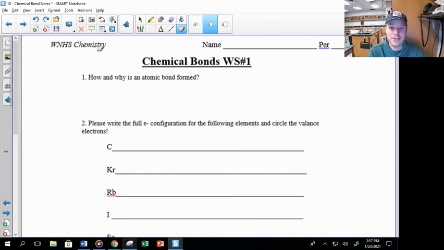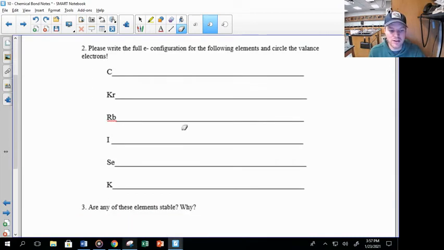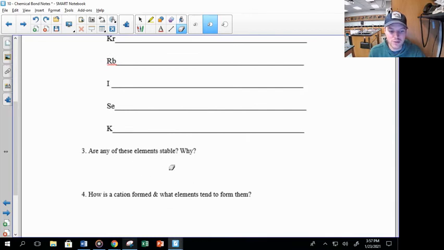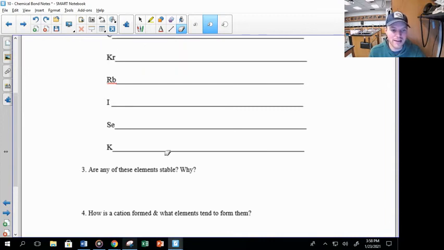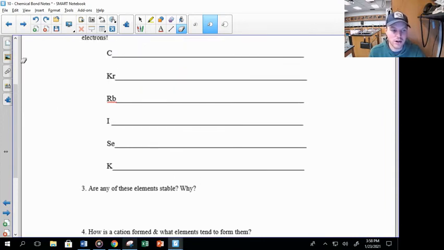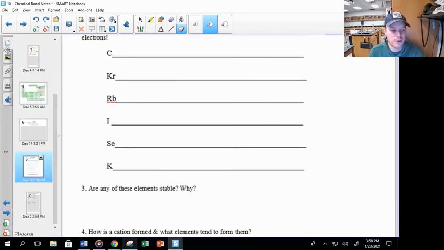Now, you will find the answer key to this worksheet right below this video, in your Monday folder here on Schoology. So you can do a couple, check a couple. We talk about why bonds form, electron configurations, stability, all this stuff. Are any of these elements stable already and why? Think about which elements in here should already be stable without any transferring.